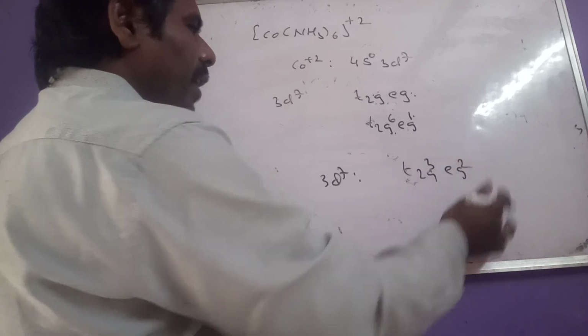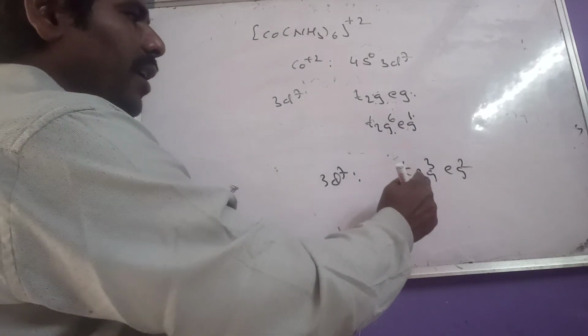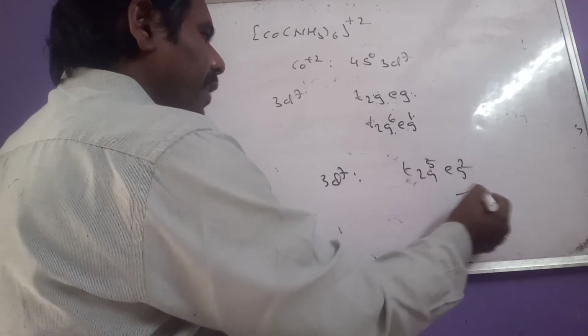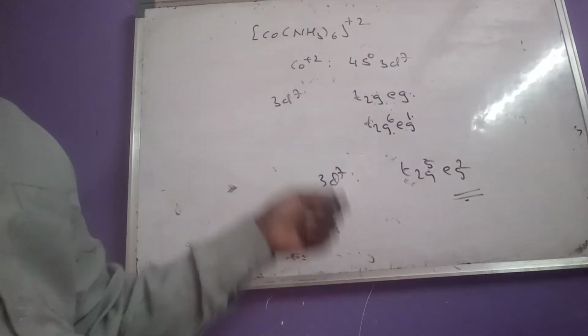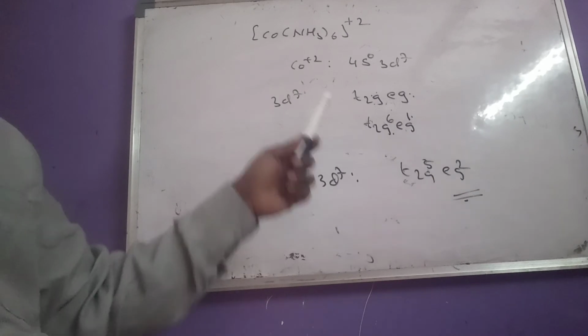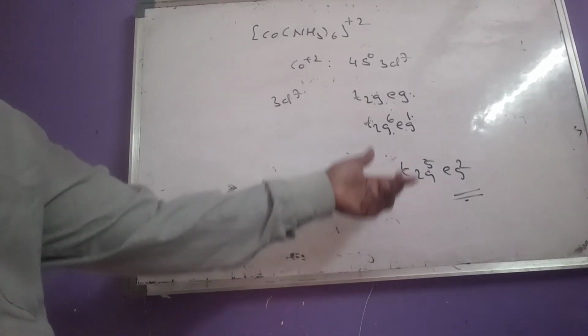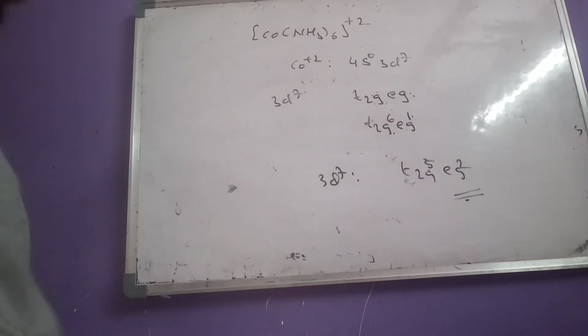Already 3 plus 2, 5 electrons are filled. Still we have to fill 2 electrons, so we again start filling in t2g. Therefore we get the t2g5 eg2 configuration. So this is the difference between strong field and weak field ligands. And after writing this, we can calculate the crystal field stabilization energy.